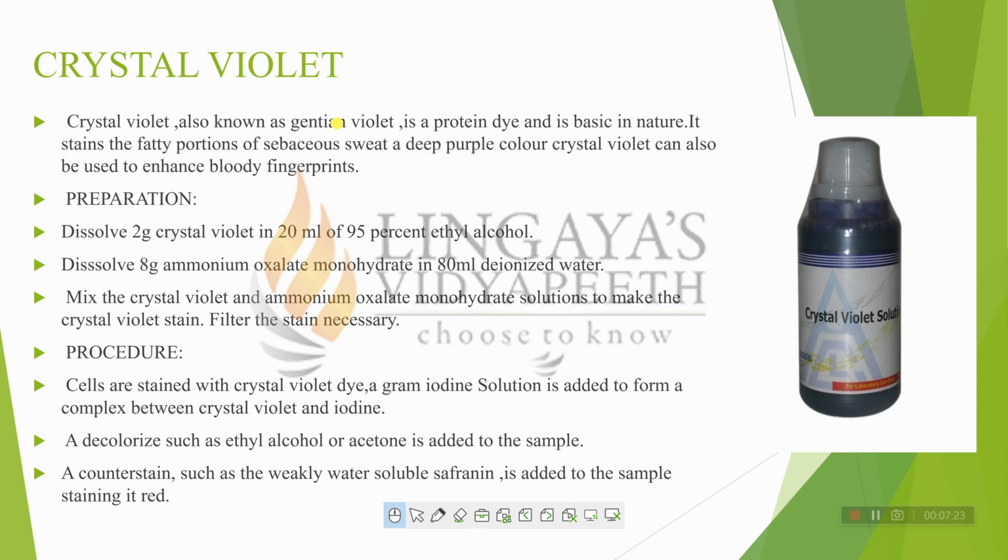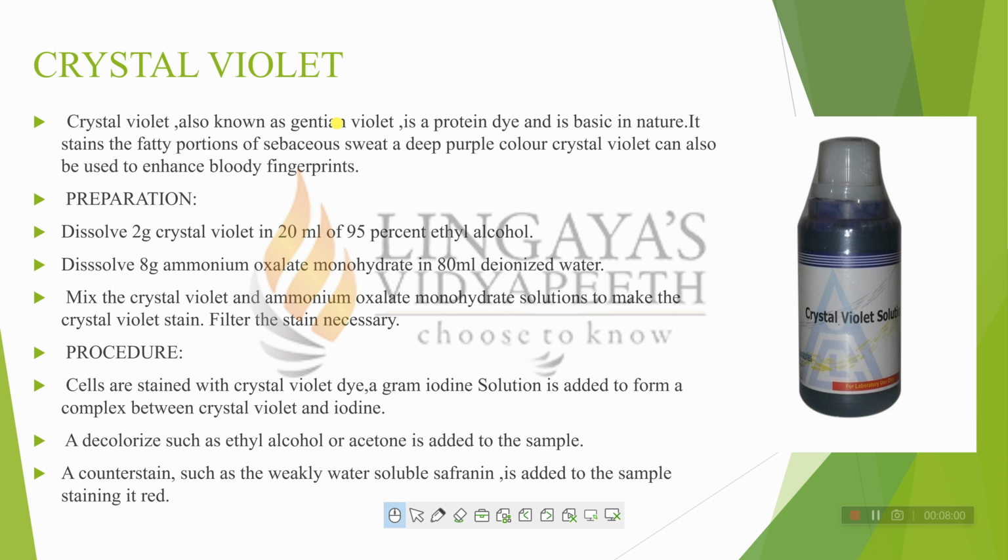Alright, now talking about the crystal violet. So crystal violet solution, which is also known as gentian violet, is a protein dye. It is generally basic in nature. Crystal violet is used for the Gram staining process, for which I discussed that Gram staining is used for the differentiation of Gram positive and Gram negative bacteria based on their difference in the cell wall. So crystal violet is used in the Gram staining as a primary stain which provides a deep purple color to the cell wall of the bacteria.